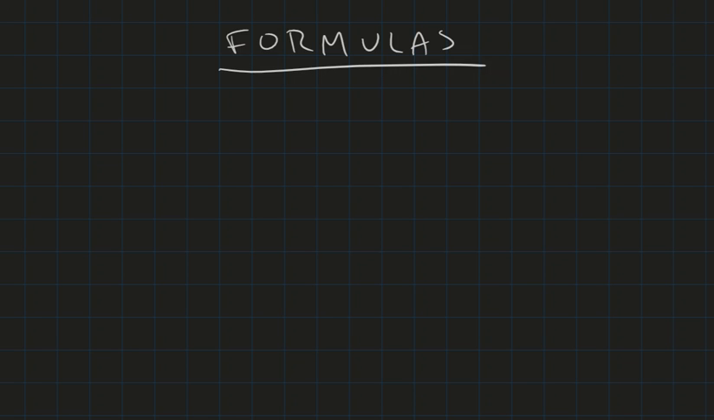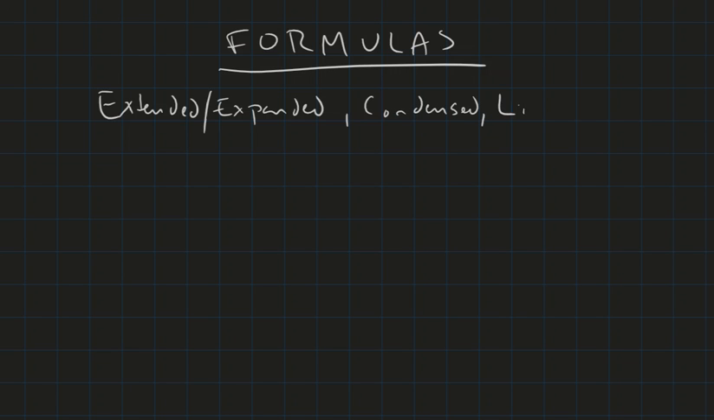Today we're going to talk about formulas. More specifically, we're going to talk about extended, or sometimes called expanded formulas. We're going to talk about condensed formulas. And then we're also going to talk about line angle formulas. So these are all different ways that we can represent a molecule in 2 dimensions.